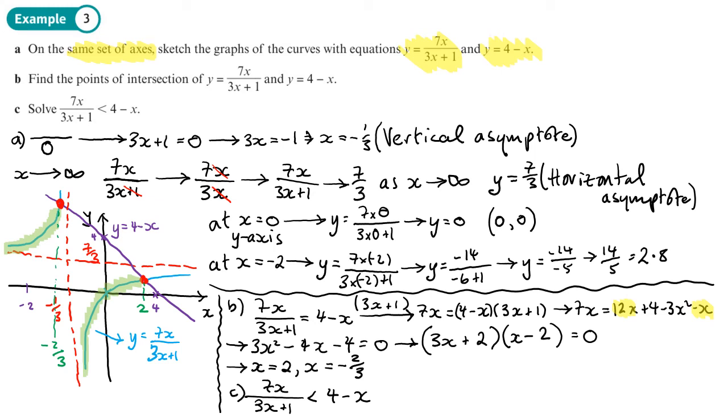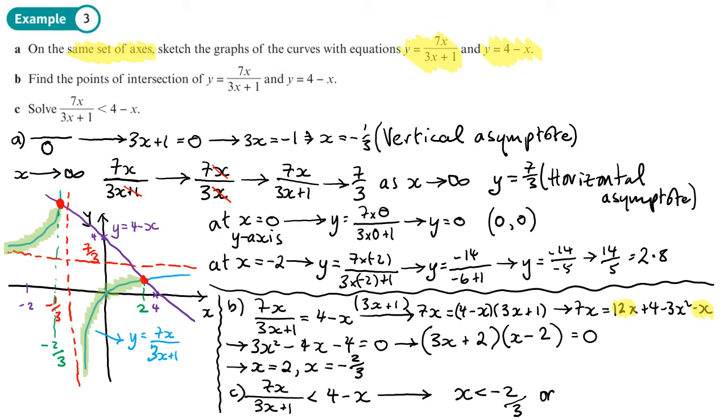So we've not been asked to give the answer in set notation, so we can just give the answer as x is going to be less than minus 2, sorry, minus 2/3, because that was that green part there, or the other part is where x is greater than that asymptote and it's less than 2.